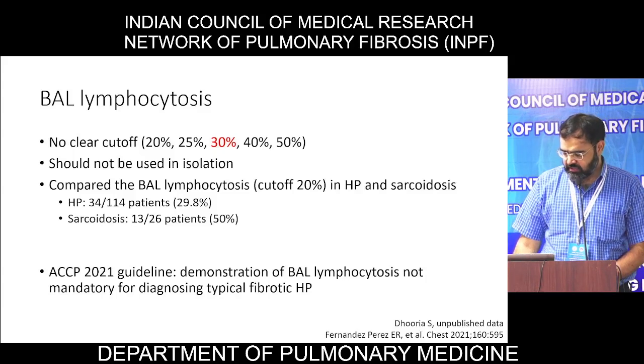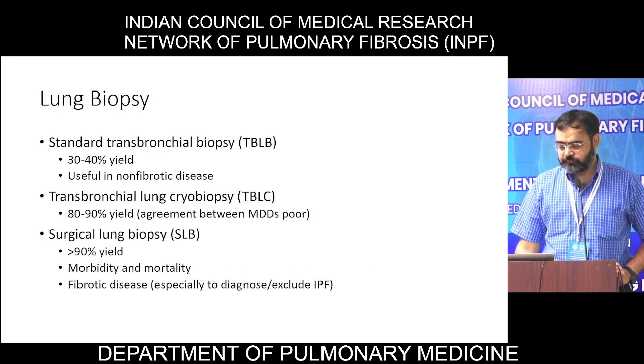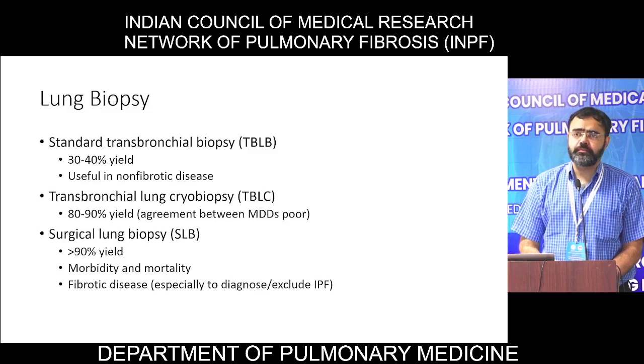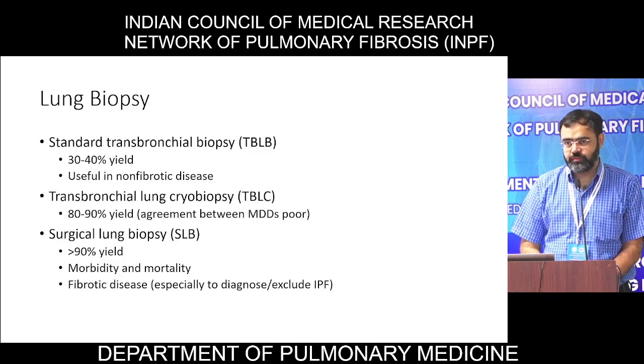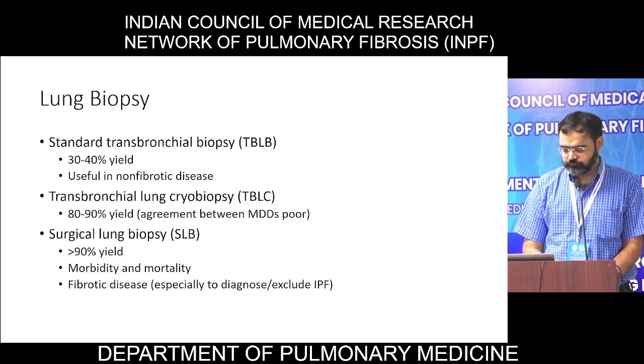I'll just be a little quicker now with my slides. So lung biopsy, TBLB will give you a 30 to 40% yield, and that too in non-fibrotic HP. So do a standard conventional forceps TBLB only in non-fibrotic HP. With fibrotic HP, go ahead with a bronchoscopic lung cryobiopsy, which gives you a good yield of 80 to 90%.